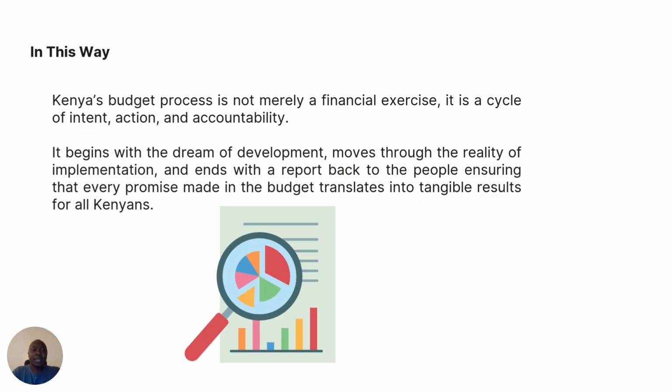In this way, Kenya's budget process is not merely a financial exercise. It is indeed a cycle of intent, action, and accountability. Three things here: intent, action, accountability. It begins with the dream of development, moves through the reality of implementation, and ends with a report back to the people, ensuring that every promise made in the budget translates into tangible results for all Kenyans.